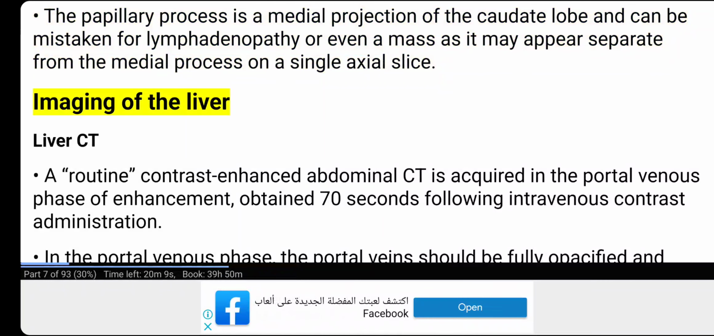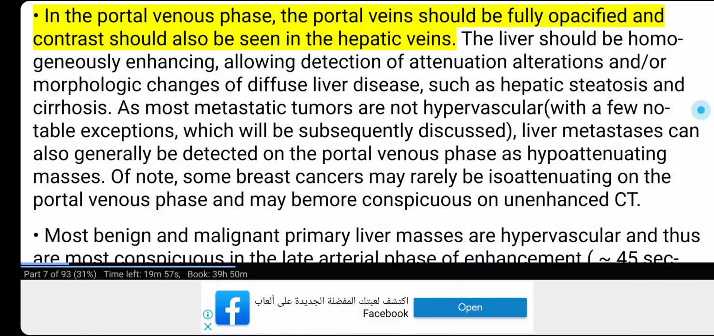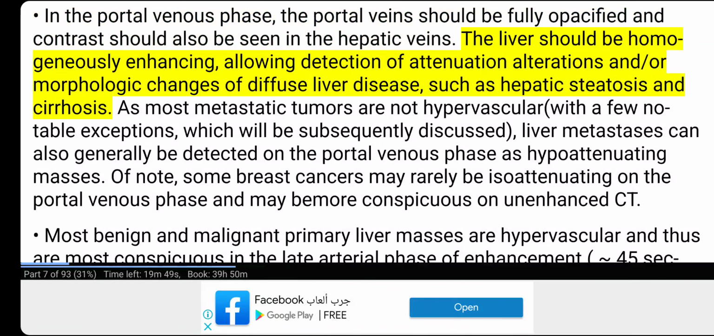Imaging of the liver. Liver CT. A routine, contrast-enhanced abdominal CT is acquired in the portal venous phase of enhancement, obtained 70 seconds following intravenous contrast administration. In the portal venous phase, the portal veins should be fully opacified and contrast should also be seen in the hepatic veins. The liver should be homogeneously enhancing, allowing detection of attenuation alterations and/or morphologic changes of diffuse liver disease, such as hepatic steatosis and cirrhosis.